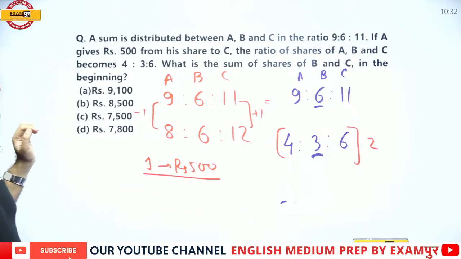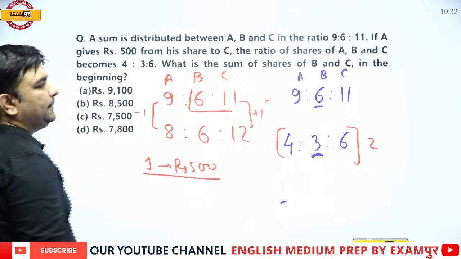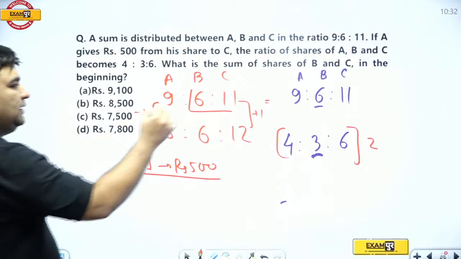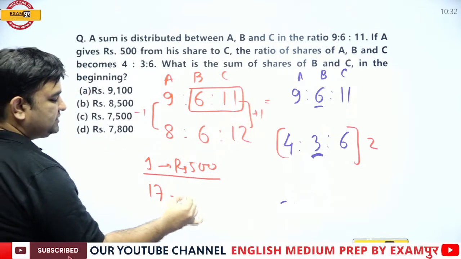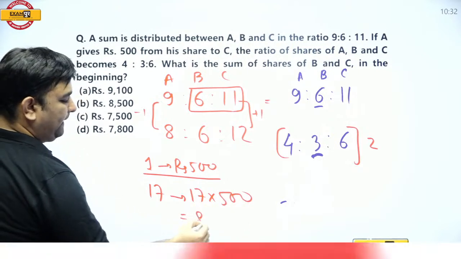What is the sum of the shares of B and C? The sum of the shares of B and C in the beginning, in the beginning, was 17. So 17 into 500 is 8500.